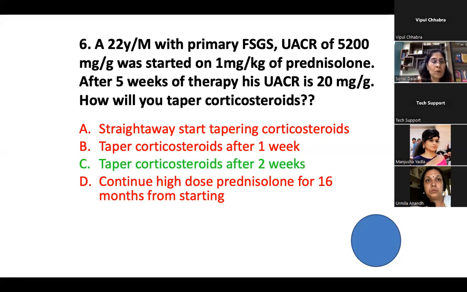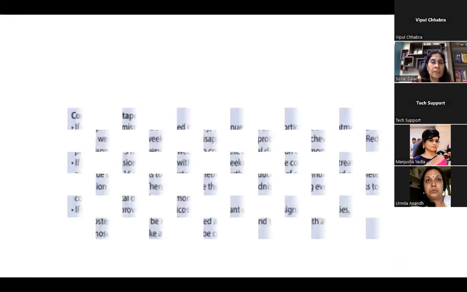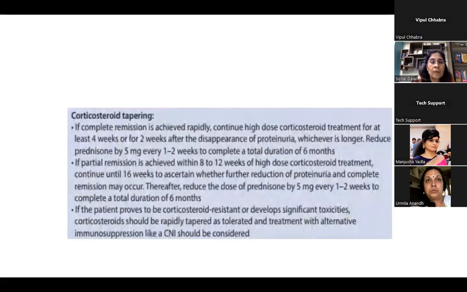Time up. The correct option is option C, that is taper corticosteroids after 2 weeks. As per the guidelines, continue high dose corticosteroid treatment for at least 4 weeks or for 2 weeks after the disappearance of the proteinuria.